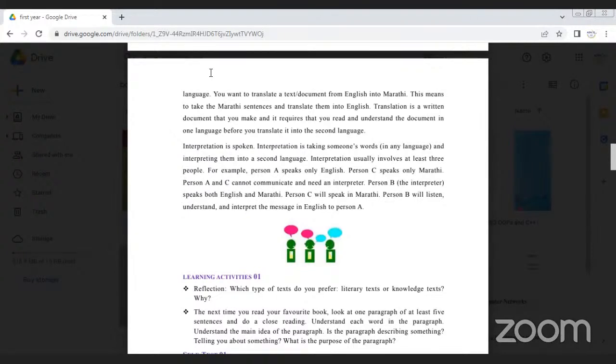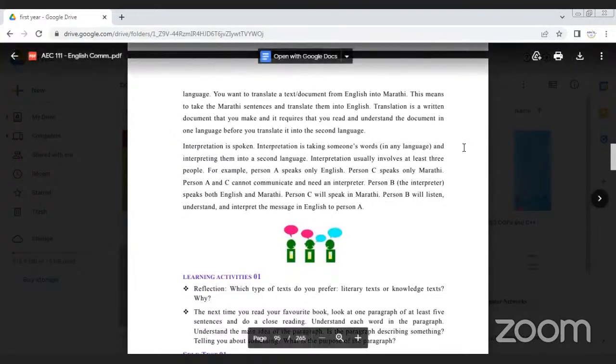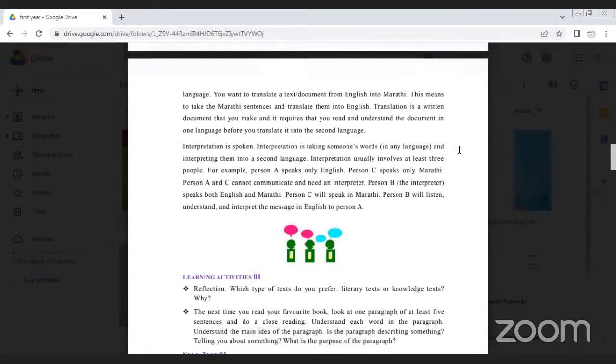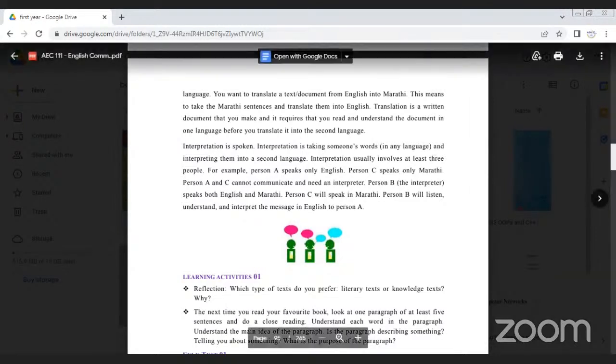Translation is a written document that you make and it requires that you read and understand the document in one language before you translate it into the second language.